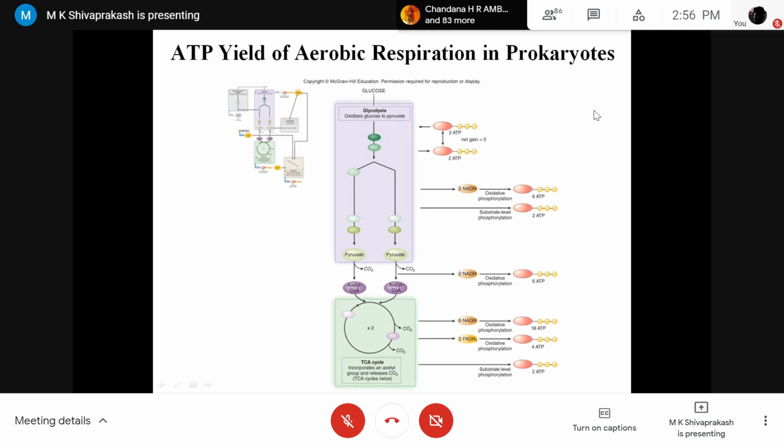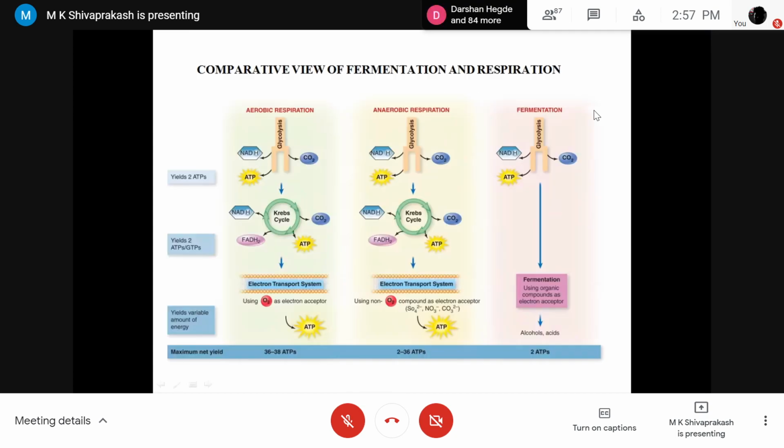In the TCA cycle, ultimately 6 NADH and 2 FADH2 are produced. In turn they give rise to ATPs: from each molecule of NADH2 you get 3 ATPs, and from each molecule of FADH2 you get 2 ATPs. And totally from all the NADH2 from the glycolytic pathway and TCA cycle, how many ATPs are produced is given at the end. So in aerobic respiration, you get, of course, 36 plus 2, that is 38 ATP molecules.